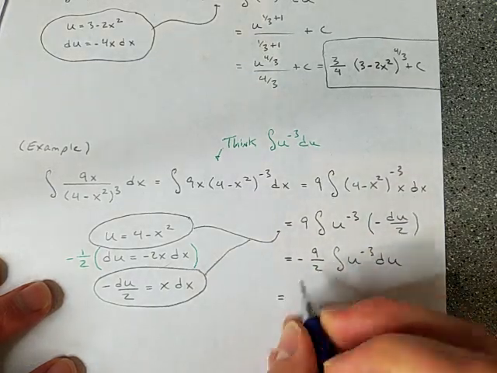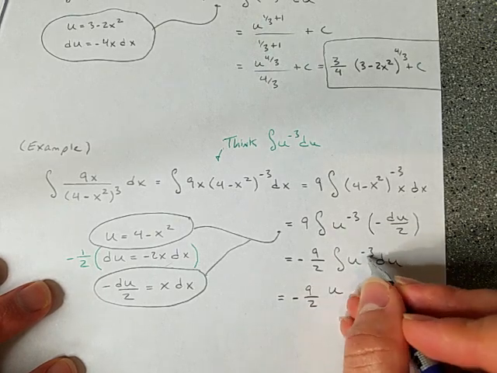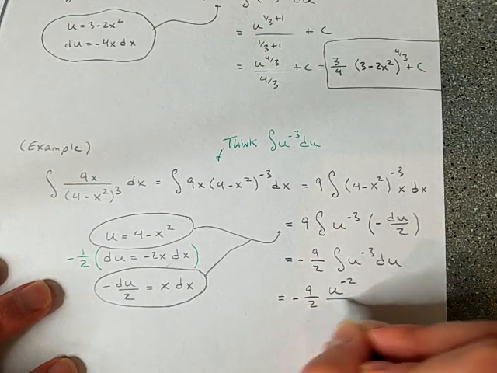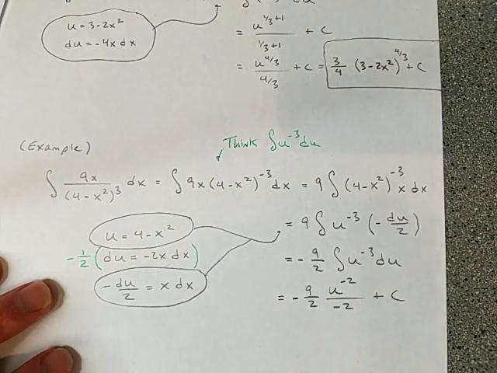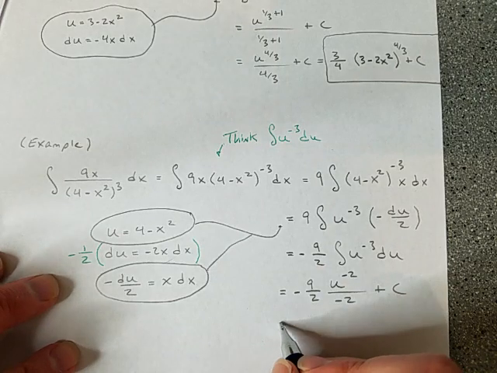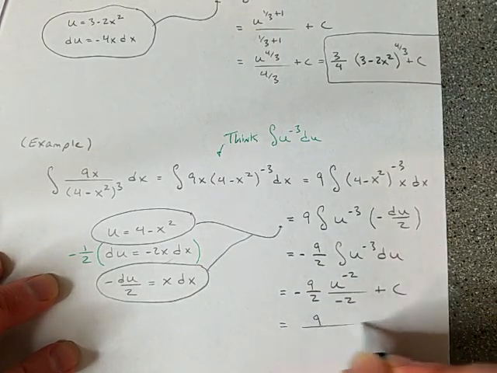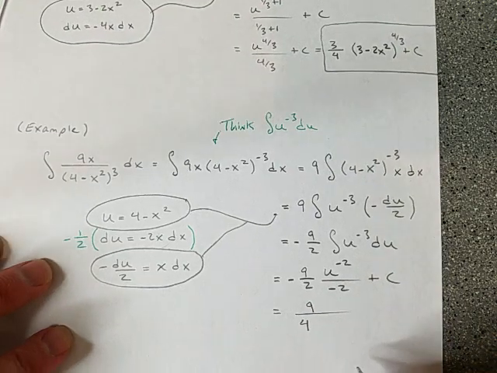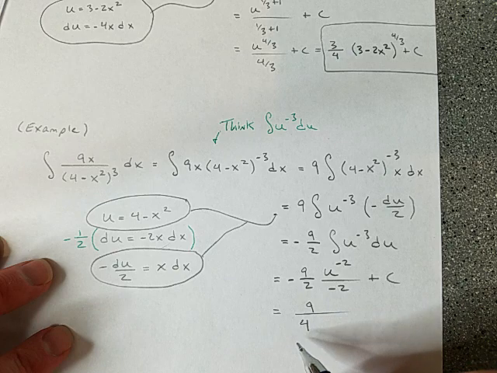So our answer, negative 9 over 2 u. I add 1 to that power, I'll get a negative 2 if I do that. I divide by that same number, I'll get a negative 2 down there. My final answer, we're going to get positive 9 and 4. 9 on top, 4 on the bottom. 2 negatives makes it a positive. That I'll put down here.